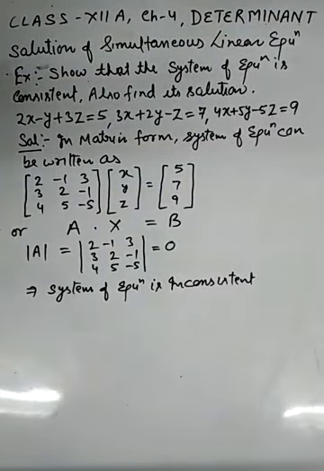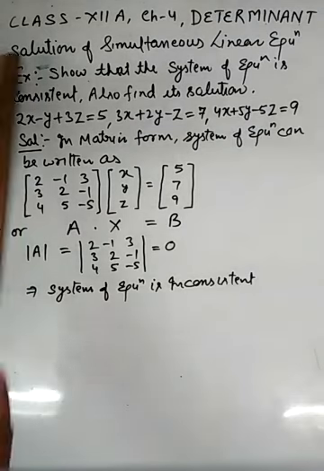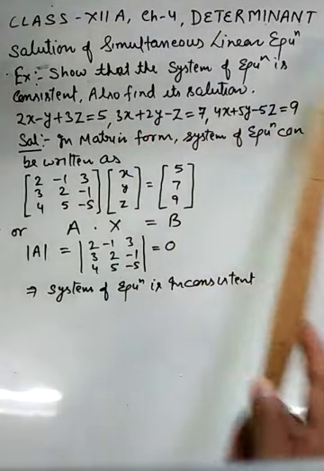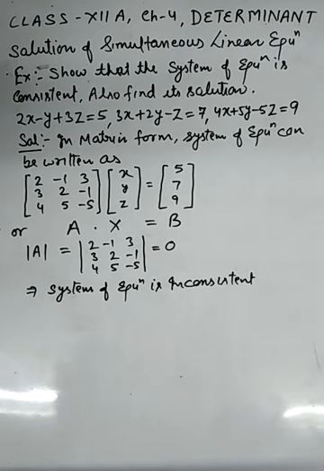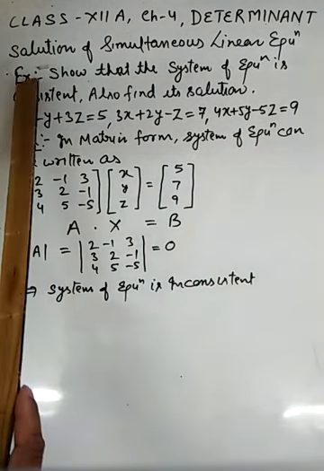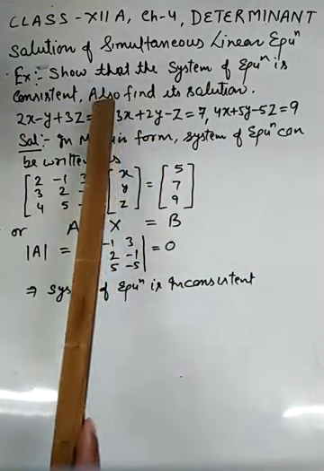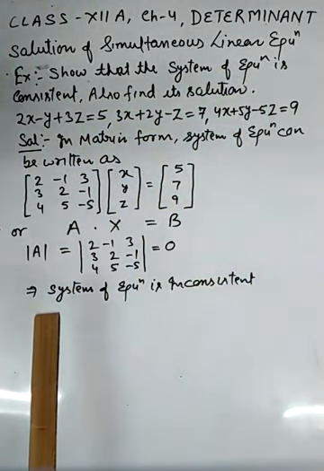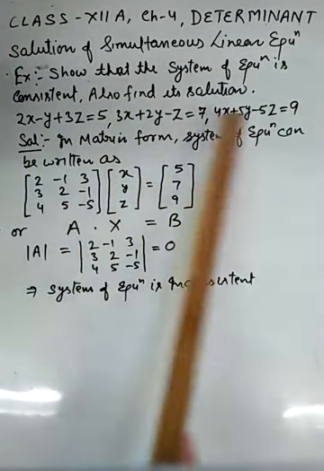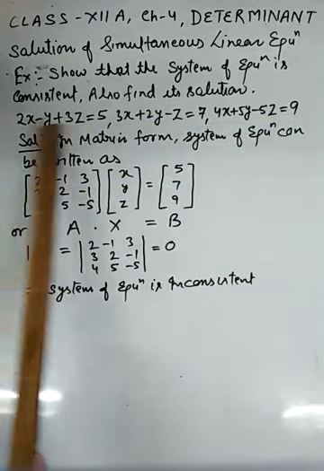Good morning, class. Today in chapter 4, we will find the solution of simultaneous linear equations of order 3 by 3. Here we show the example. Show that the system of equations is consistent. Also find its solution. These are the system of linear equations in 3 variables.